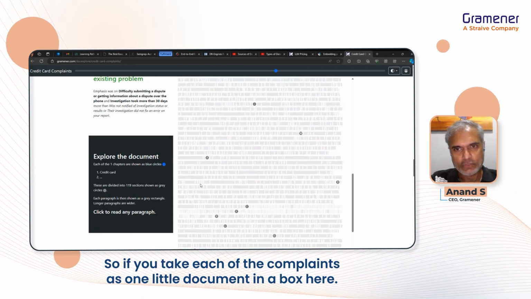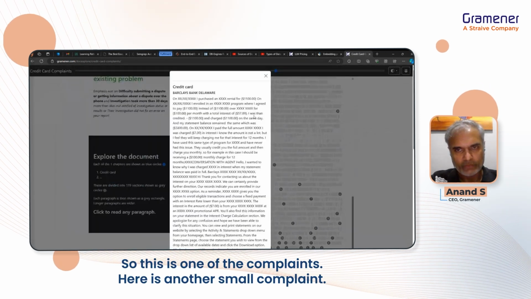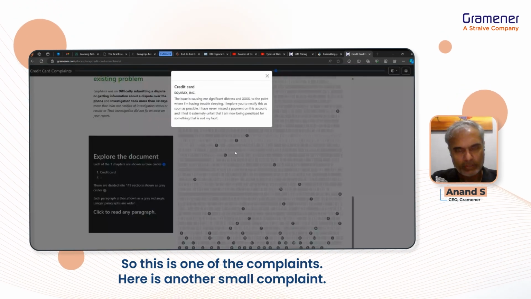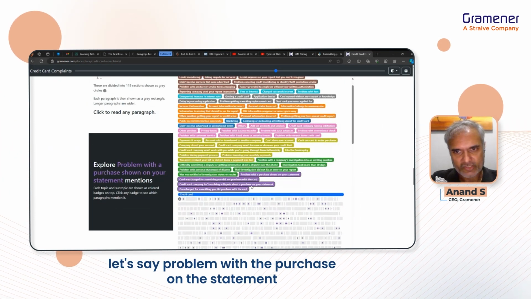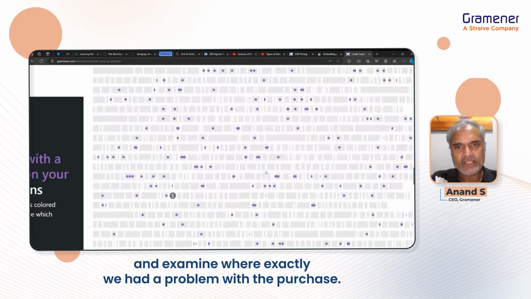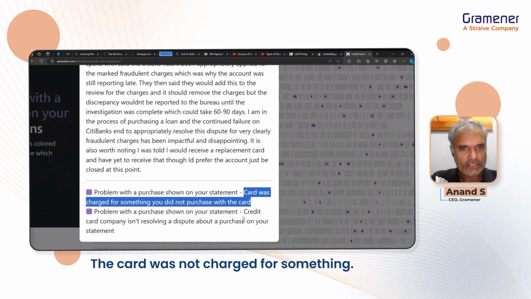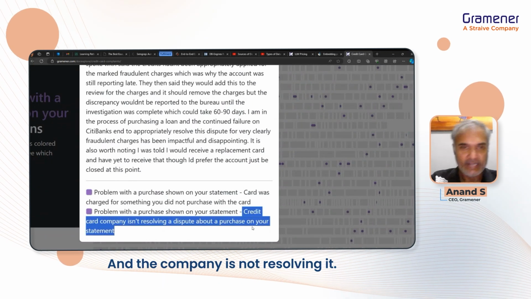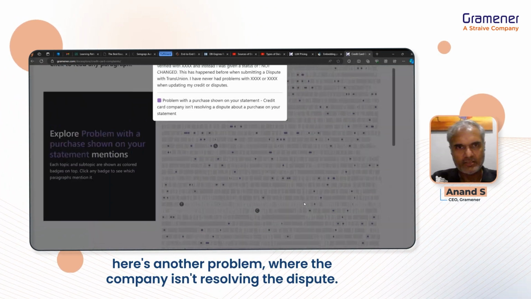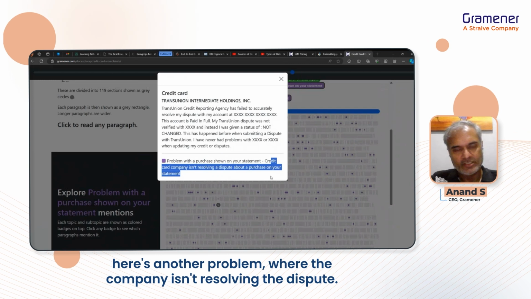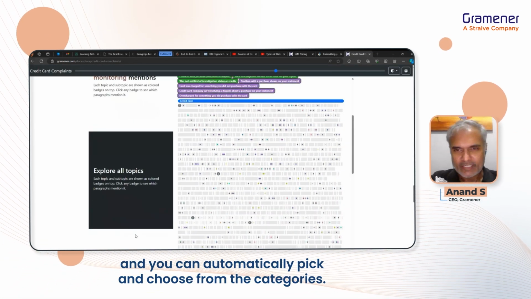So if we take each of the complaints as one little document in a box here, so this is one of the complaints. Here is another small complaint. Now we can look at any one of these categories. Let's say problem with a purchase on the statement, and examine where exactly we had a problem with the purchase. So here there were two kinds of problems. The card was not charged for something when you were charged for something you didn't purchase, and the company is not resolving it. Here's another problem where the company isn't resolving the dispute. Each of these saves you the time to have to read through.